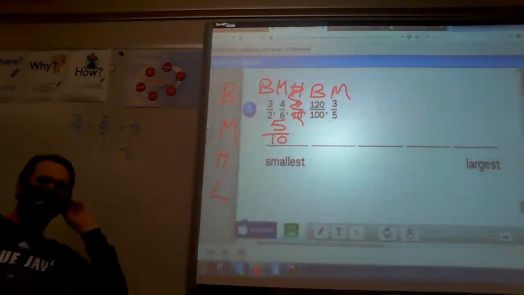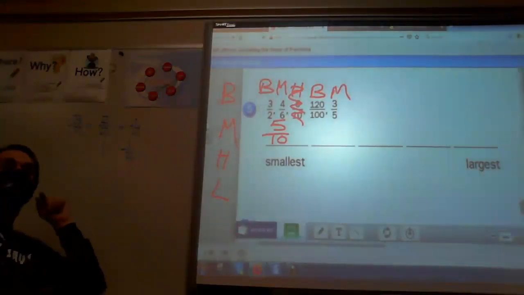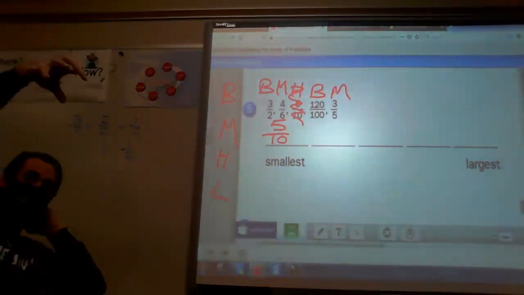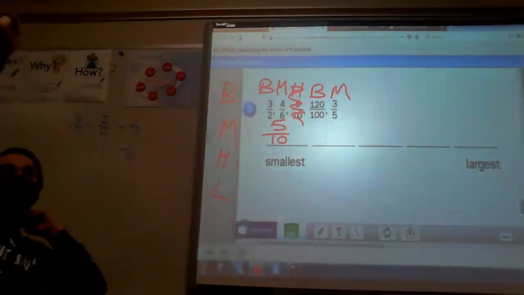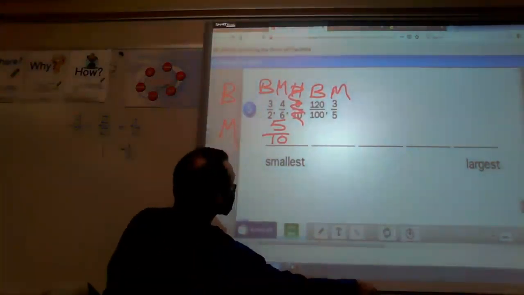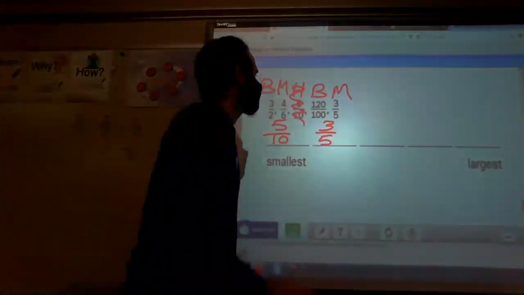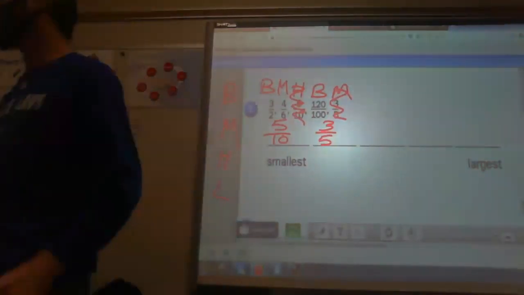Gavin, which one's missing the bigger pieces? 3/5. So that means if it's missing 2 bigger pieces, that means it's missing more, right? So that means it's smaller. So the next one should be what, Gavin? Hey, you know what that does for me? It lets me know which one's the third one.